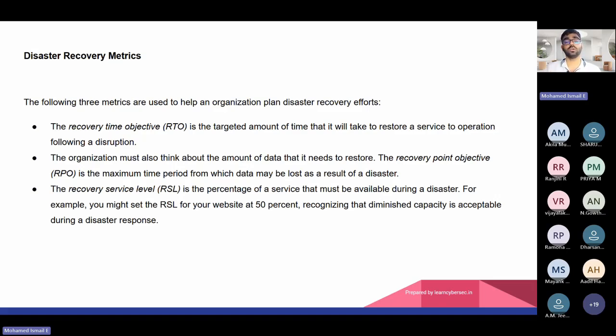So the recovery service level for this industry is 0, but in some other industry, like healthcare, maybe 50-75% they can accommodate because of the emergency situation and human life involved. So they would operate even in a disaster. Even in a war zone, there are hospitals still functioning, right? So the same is applicable here. You can just imagine different industries and apply what RTO, RPO, and RSL are, so that whenever you apply this knowledge, you will remember the terminologies.